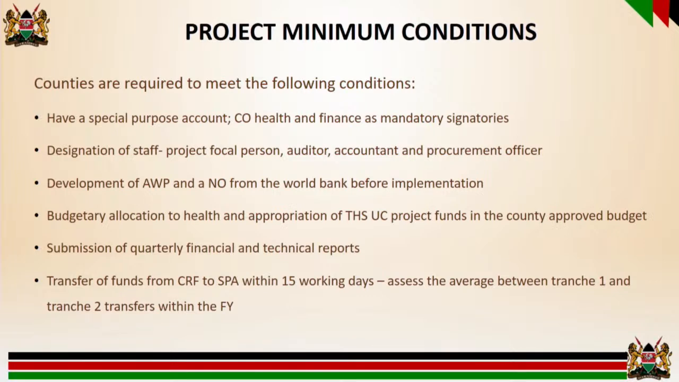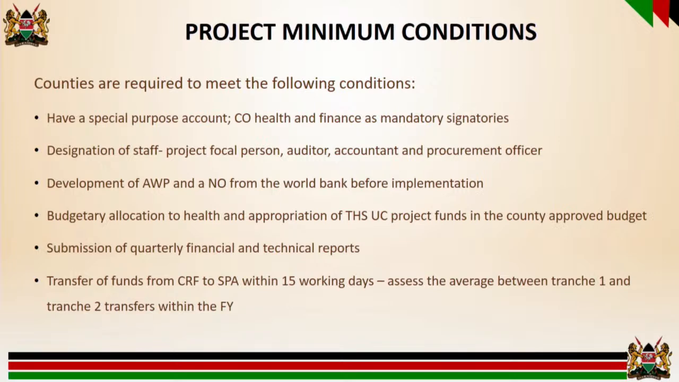First of all was, of course, having a special purpose account with chief officers, health and finance as signatories. This is important because with the transition that we've had in the counties, we'll need to ensure that we follow up and have this done to enable utilization of the funds moving forward. We needed to have a project implementation unit made up of the focal person, auditor, accountant, and procurement officer. We also require the counties to develop an annual work plan and receive approval from the World Bank before they can implement the project.